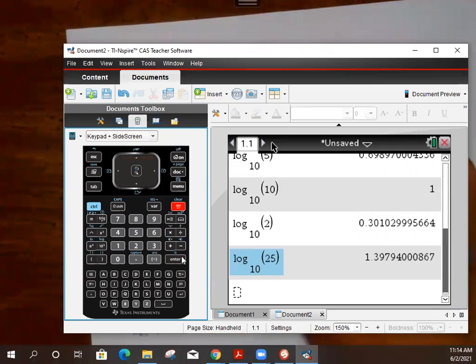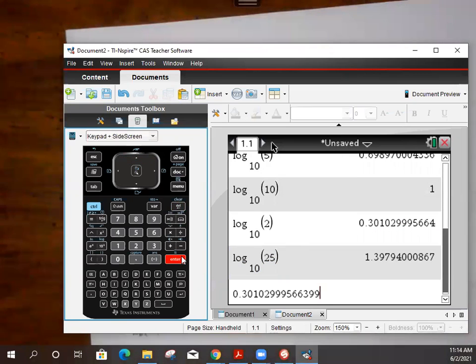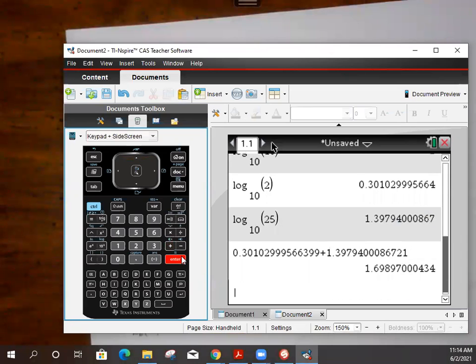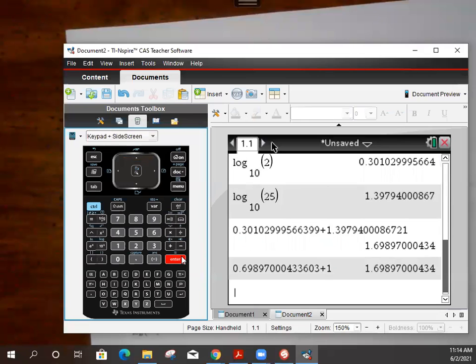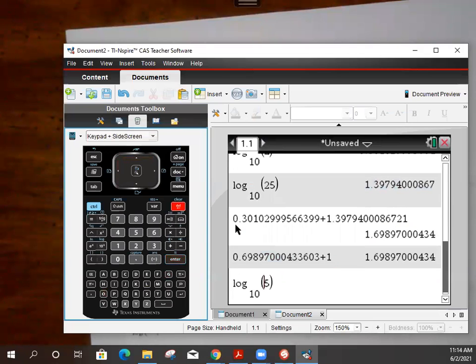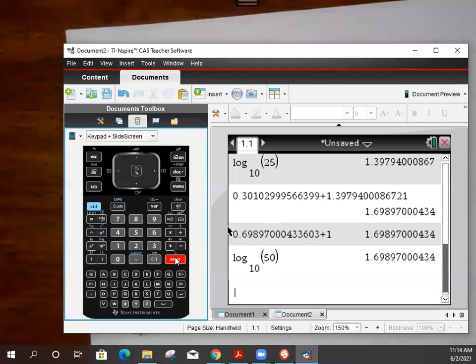All right, so notice how that comes out to 1.397. Look, add this to that. It comes out to 1.6989. If you add this to that, it also comes out to 1.6989. And if we did the original log of 50 base 10, it's the same number. So we just discovered a property of logs. Give it up for yourselves. Nice job. Little mathematicians over here.